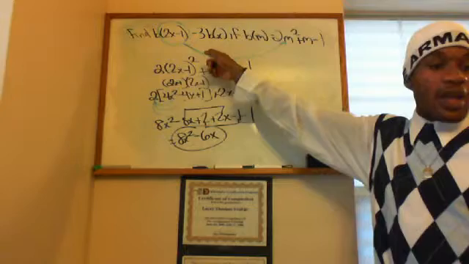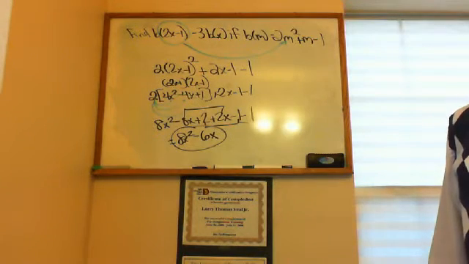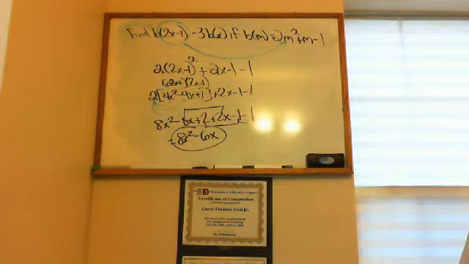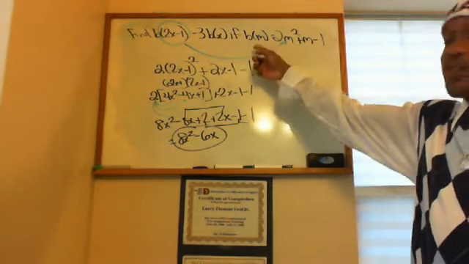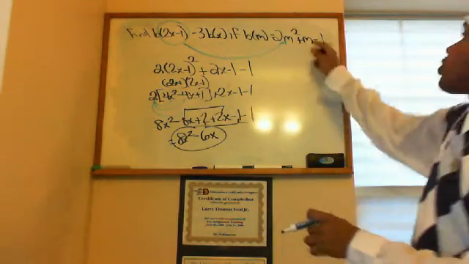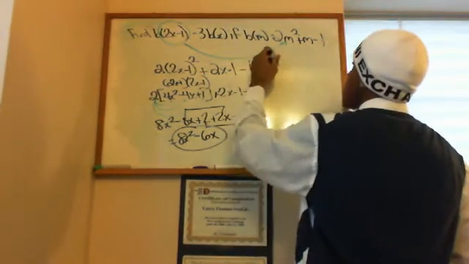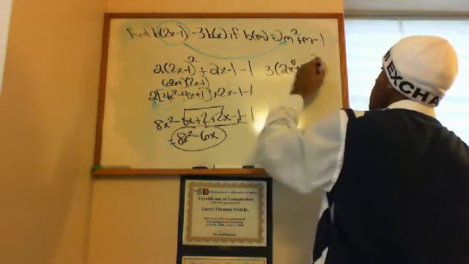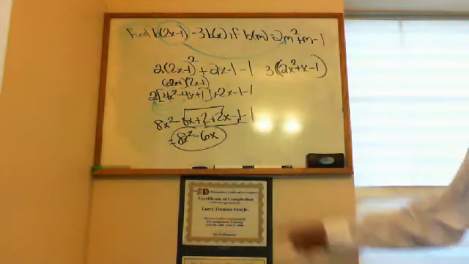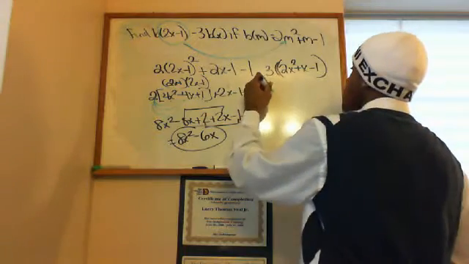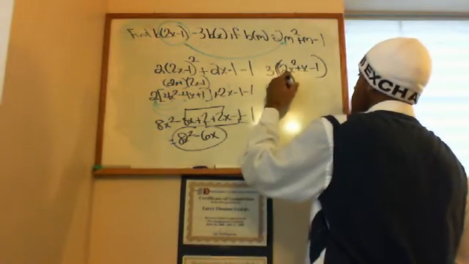Now it says minus 3 times P of x. So I replace the m with the x, and then plug in 3 times 2x squared plus x minus 1. And I distribute. What does that simplify to? 6x squared plus 3x minus 3.